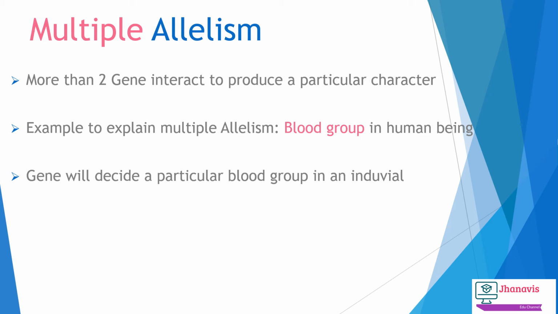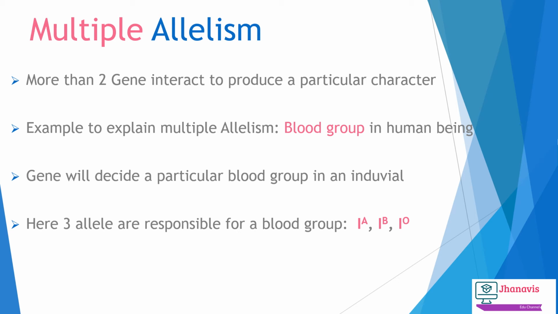Remember, the gene I decides a particular blood group in an individual, and 3 alleles are responsible for the blood group. They are A, B, and O. These three are very, very important. Three alleles, namely IA, IB and IO. These three, A, B and O, are important to decide the blood group in an individual, and the gene responsible is I. So let us explain multiple allelism with the example of blood group in detail in the next slide.